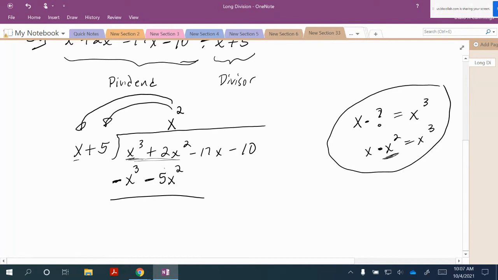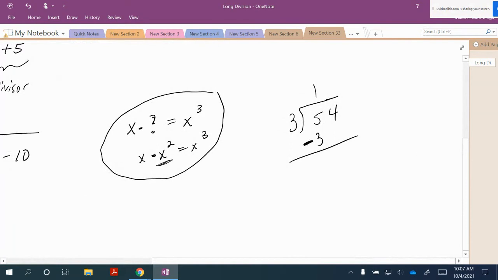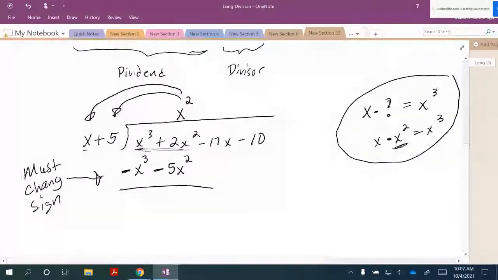The reason you must change the signs here is because you do it with real numbers. Notice that over here, you would subtract, and then 5 minus 3 is 2. You bring down your 4. 3 times 8, okay, 24. Then you subtract. That subtraction is very important.